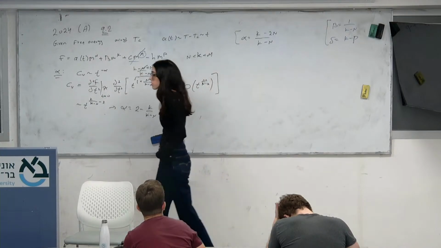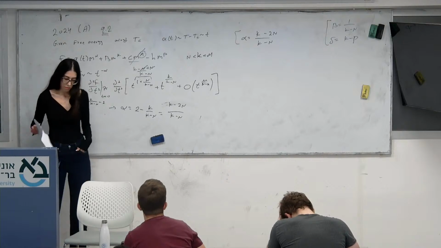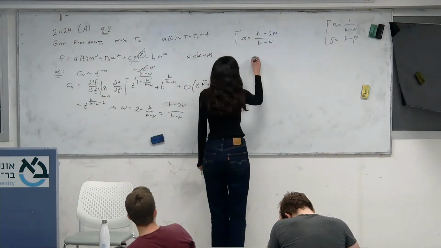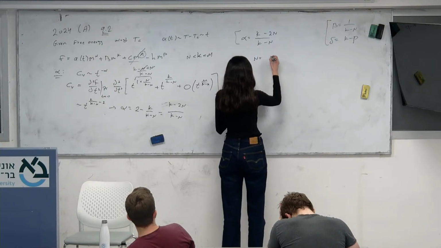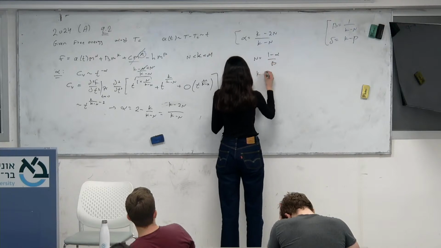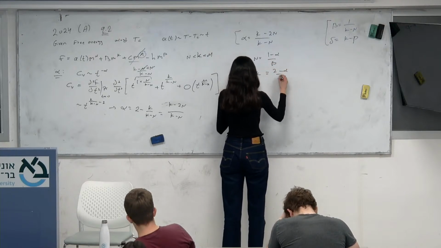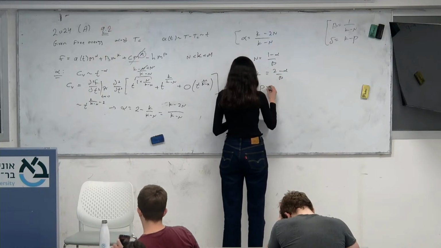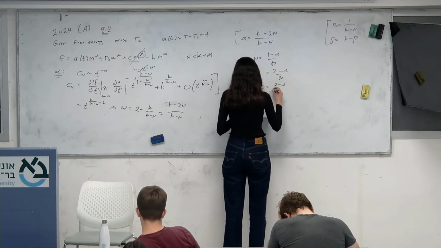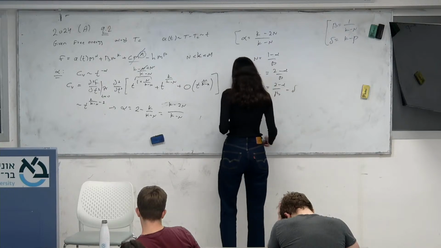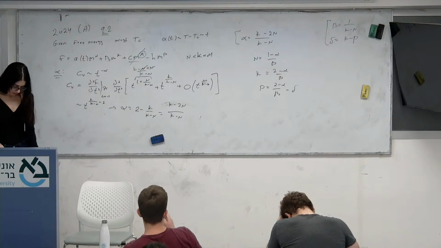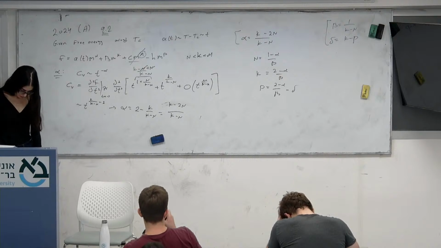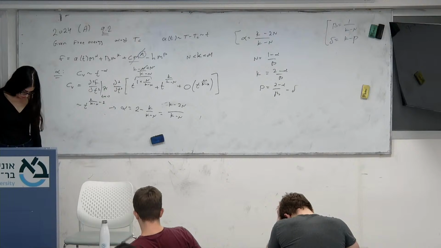Do you mind if I just write the final answer? You need to play a bit with the equations and basically get that n is equal to 1 minus alpha over beta, k is equal to 2 minus alpha over beta, and p is equal to 2 minus alpha over beta minus delta. That's basically it.